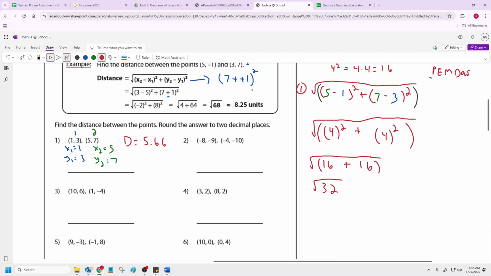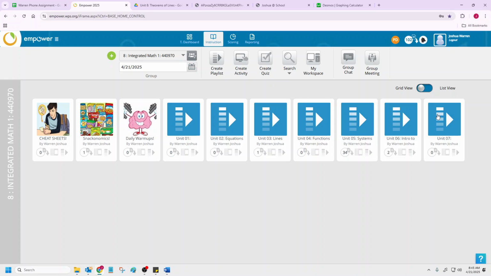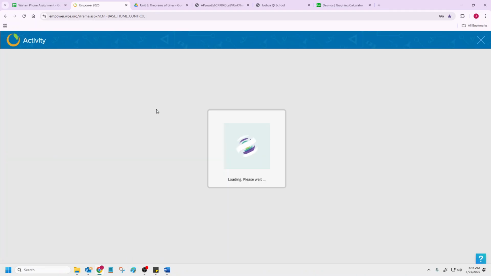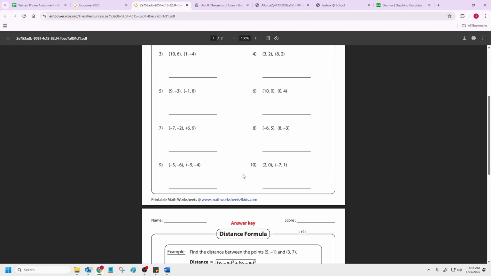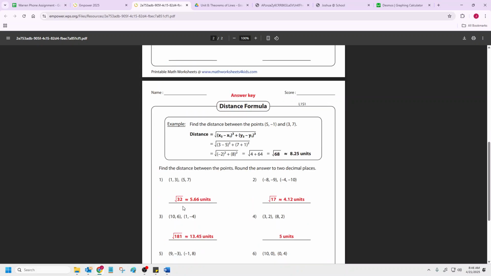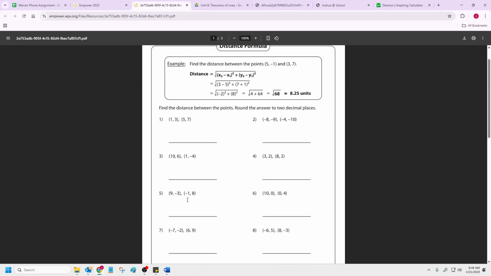I have the assignment in Empower right now under Unit 7. If you click on it, you can see in your resources the assignment and the answer key. Let's check it out. Let's go down to our answer key, and square root of 32 equals 5.66. If I don't see the square root of 32 and all I see is this number, you're not getting credit. I need to see you get everything right. These are skills you need to build on next year in Integrated 2. You're going to learn a lot more about square roots and how to handle them, so you need to be comfortable doing this now. I will be going around checking your work today.